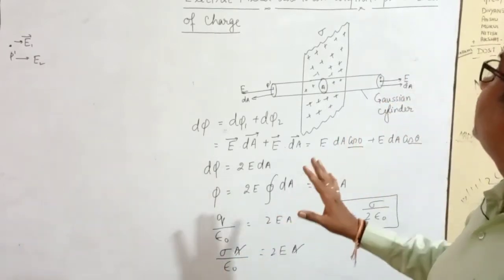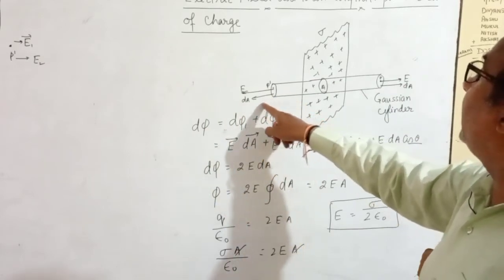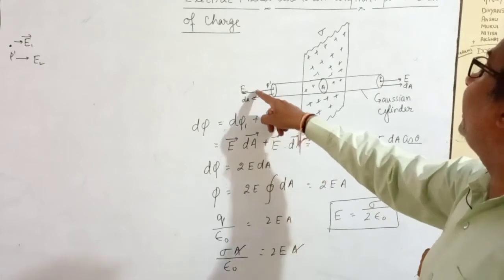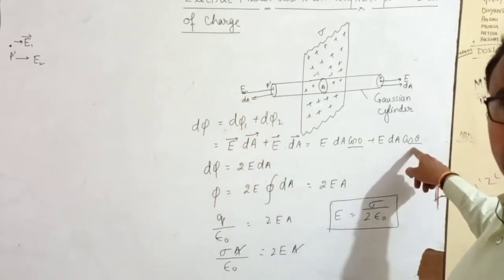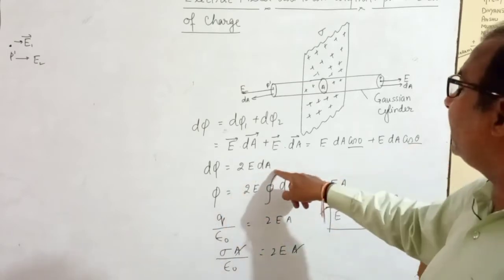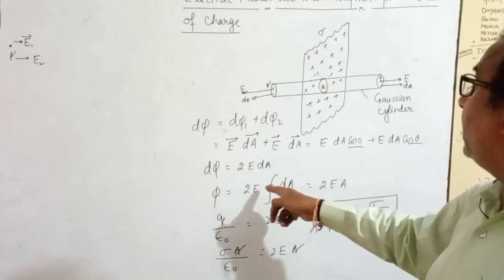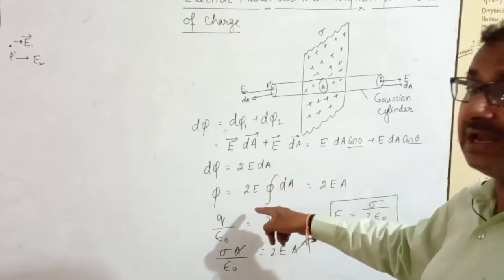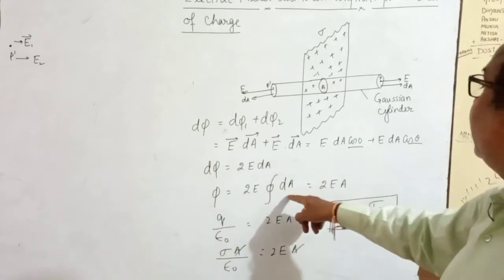I hope everybody understands. We took points on both sides. Due to that, the flux through this is d phi 1, d phi 2. E and dA are both parallel, so we take an angle 0. Cos 0 equals 1, so it is E dA. The integral of d phi is phi. Here E is constant, and we integrate dA. We took the symbol for a closed surface. The integration of dA is A.